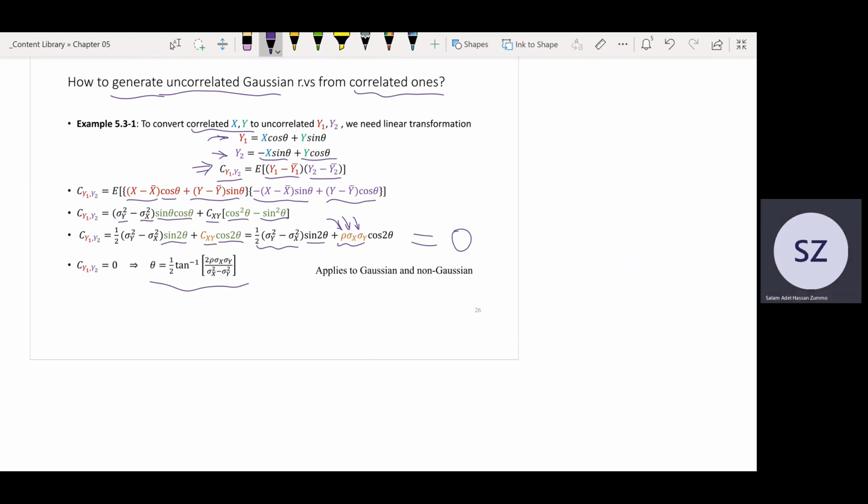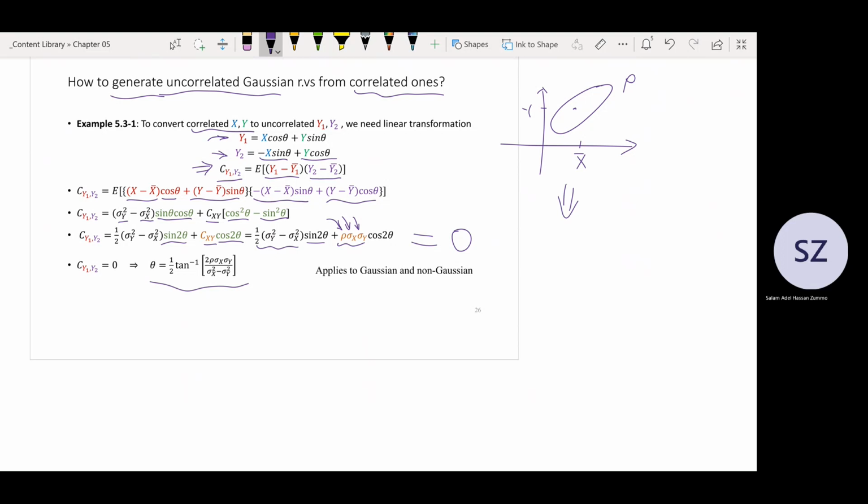So now, why do we do this? If we start with certain correlated random values, X bar and Y bar, so this is the center, with a certain correlation value rho, we want to transform this into uncorrelated, with rho equal to 0. We define new random values Y1 and Y2. What does the PDF look like?